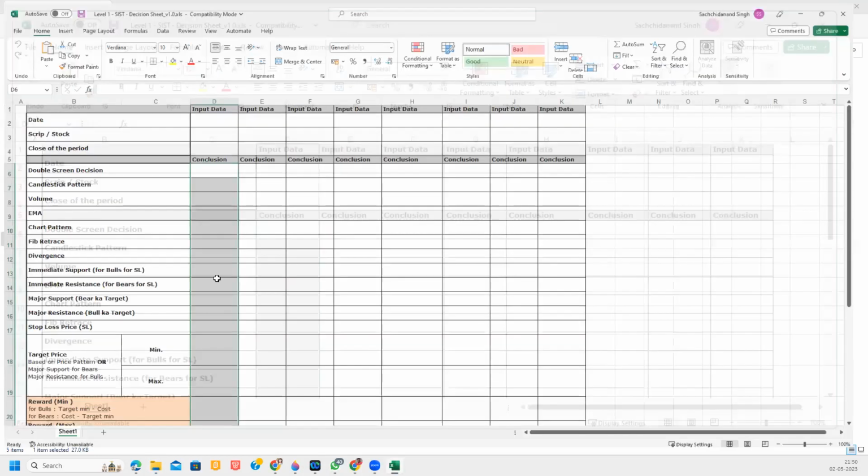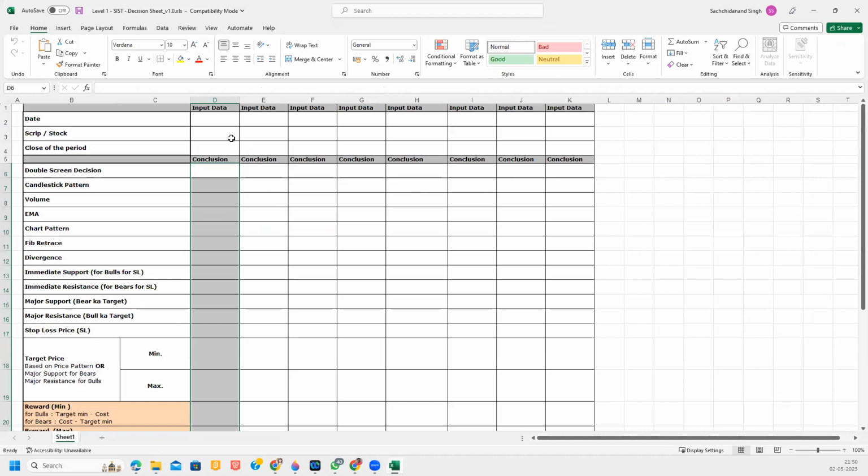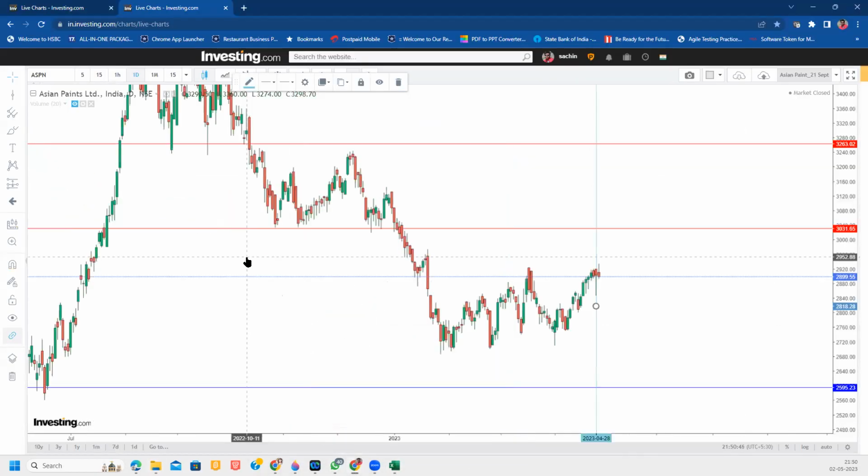So we'll try doing it one by one. We have the date, 28th April, 23. The stock is Asian Paints. As of now, we can leave the period. So, the double screen decision.